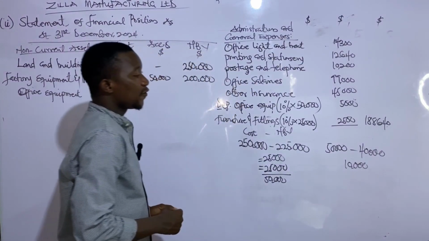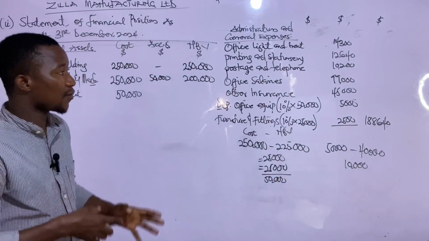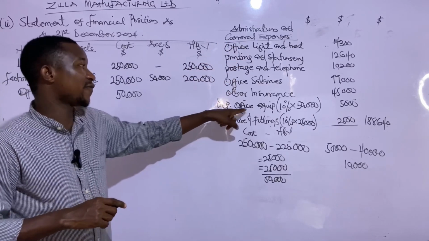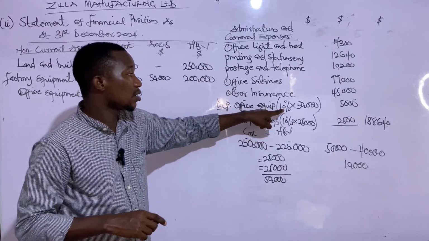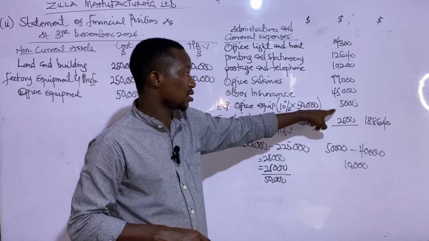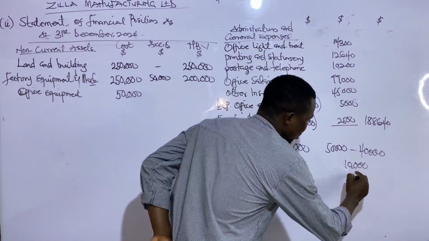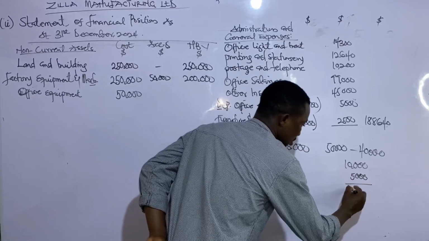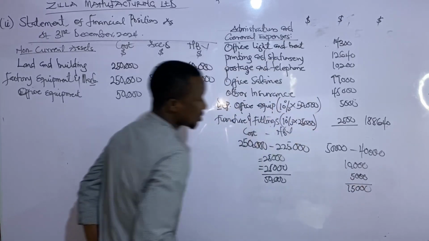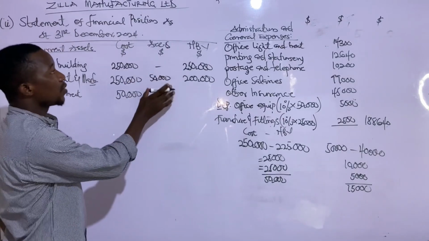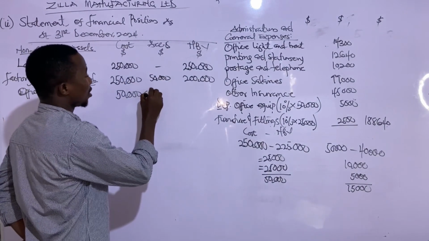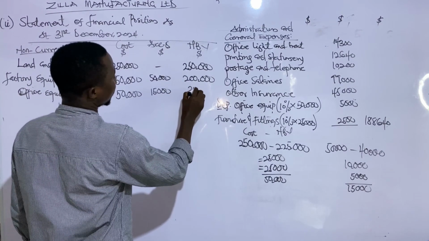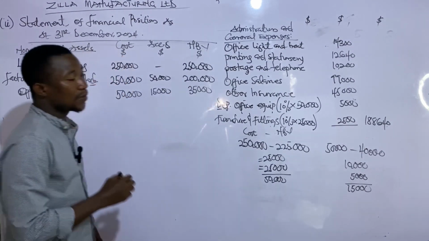Now, we've also worked another depreciation for the current year. That is under administration and general expenses, 10% on office equipment. 10% on cost, we have 5,000. It means we will add this 5,000 as current depreciation to the accumulated depreciation to get 15,000 as the total accumulated depreciation. And we will record that over here under accumulated depreciation as 15,000. So the difference will be 35,000. I hope this is clear.